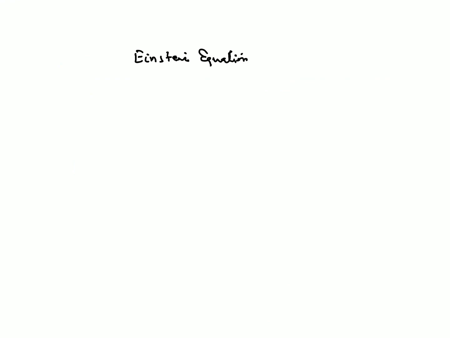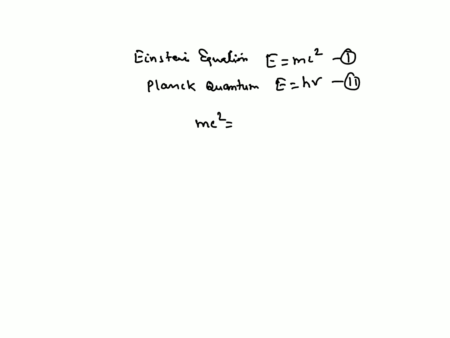Now we know that from the Einstein equation, E is equal to mc square. This is the first equation. From Planck's quantum theory, which I have already told you, E is equal to h nu. Now equating these two equations, you will get mc square is equal to h nu. Okay, and you know that nu is the frequency and nu is equal to c by lambda. Just put this value of nu here, so mc square is equal to h into c by lambda.